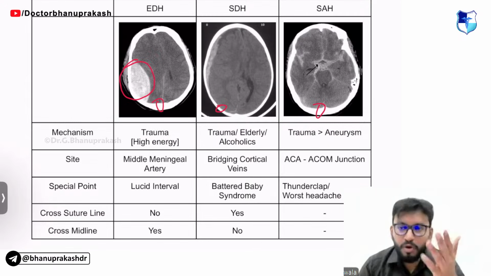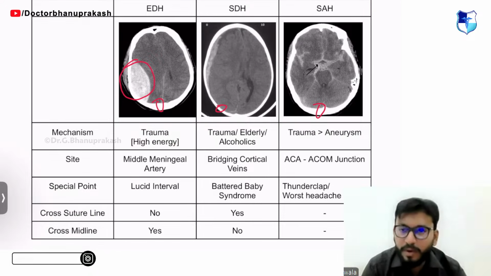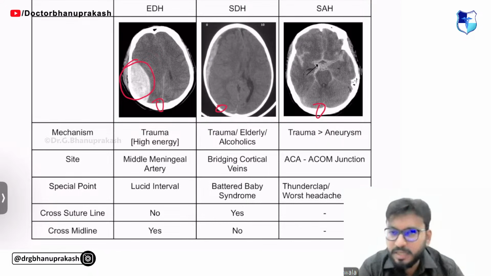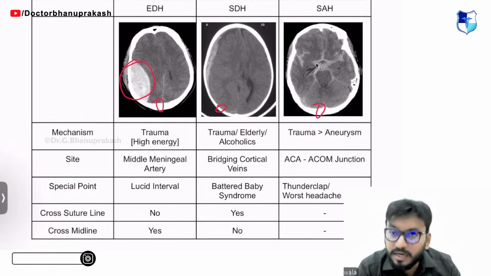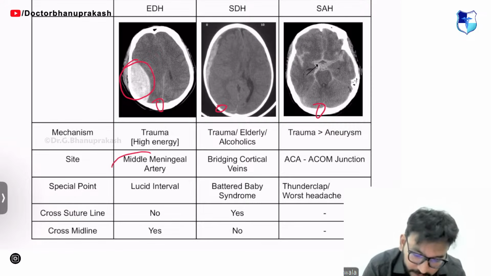Extradural hematoma. What is the mechanism? It's a high energy trauma. A patient has come to you with a road traffic accident. You see the GCS less than 12. You get an NCCT. You see this picture. This is an extradural hematoma. What is the most common site from where this bleeding has occurred? It is the middle meningeal artery.